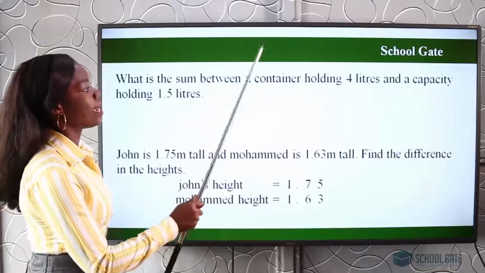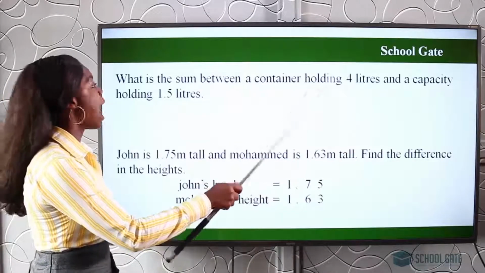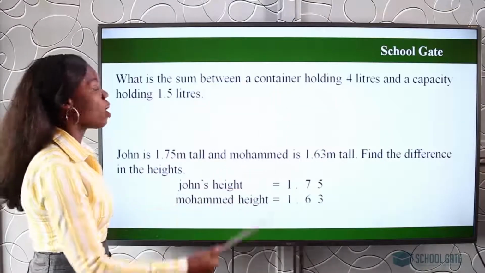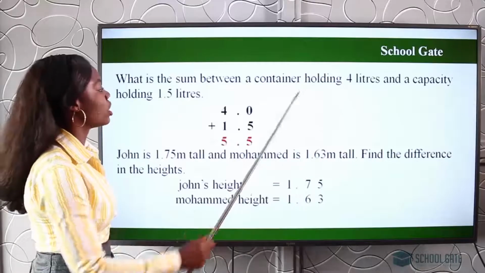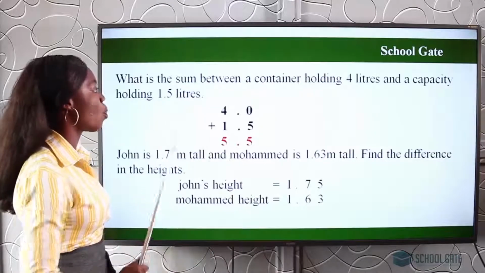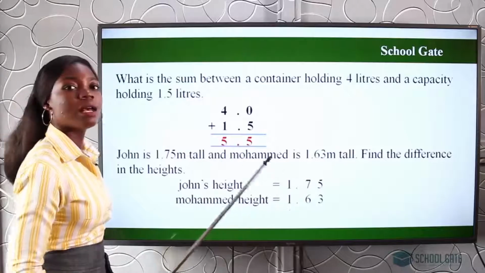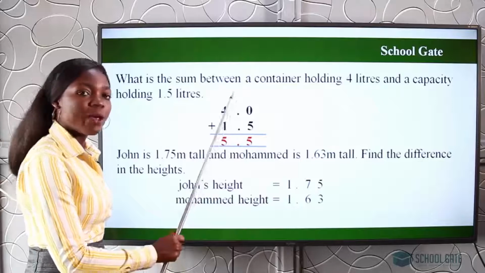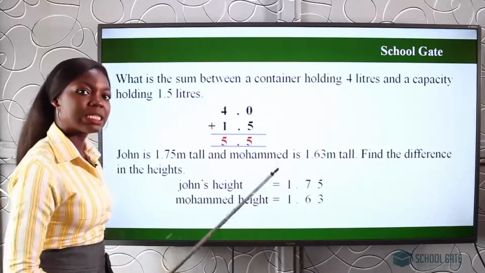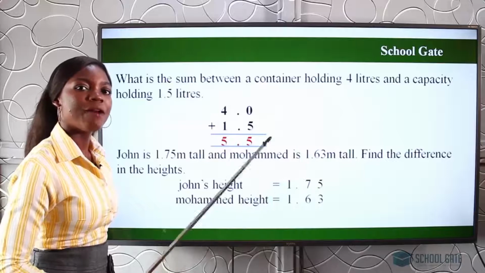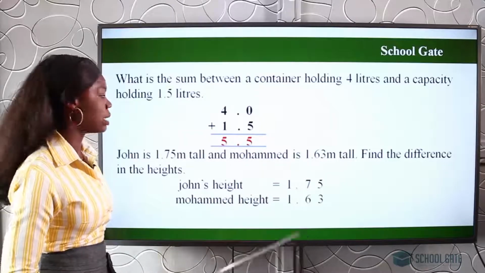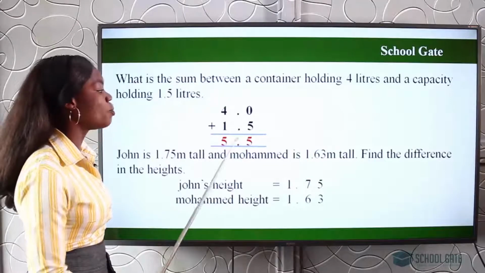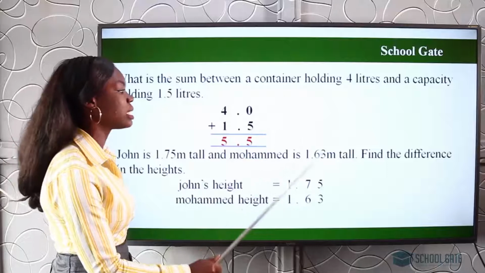What is the sum between a container holding 4 liters and a capacity of container holding 1.5 liters? We do our addition. Sum is addition. So you have your 4.0 plus you have your 1.5. So you add normally. Just make sure that you place the numbers, the points, equally, okay? Place them well so that you'll be able to add very, very well. Are we following, kids?